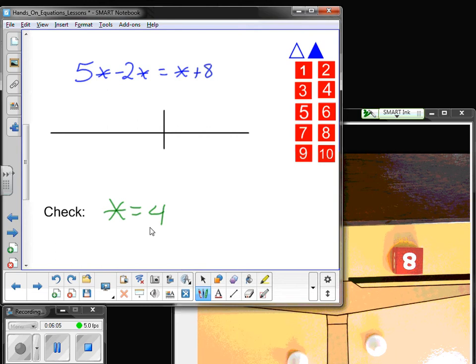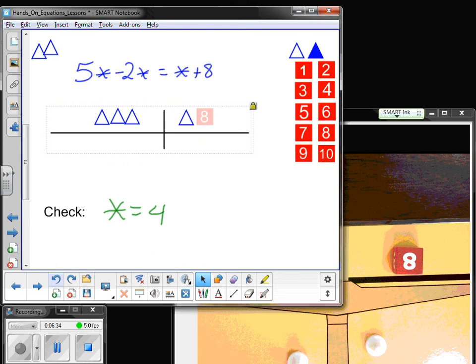Now, I can do it up here too. Remember how we do that? Whoops. Let me undo that last one. Okay. 1, 2, 3, 4, 5 stars. I bring them in. Then I got to take away 2 stars. So I'm going to get rid of 2 stars. Okay. Then on the other side I have a star and an 8.